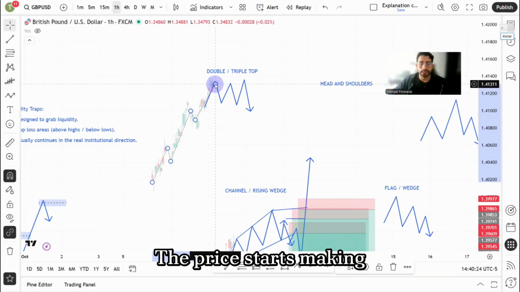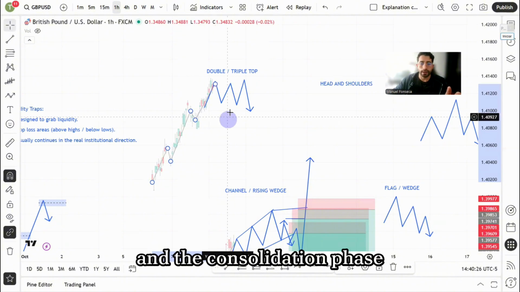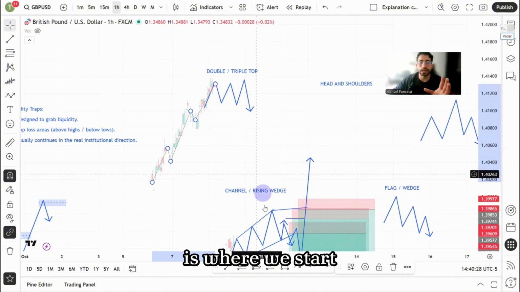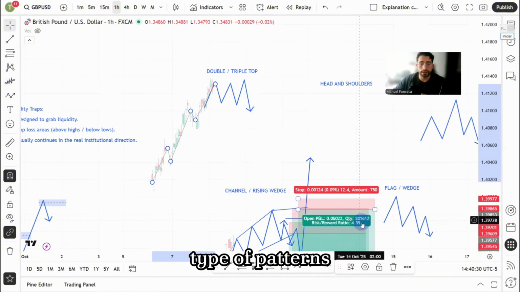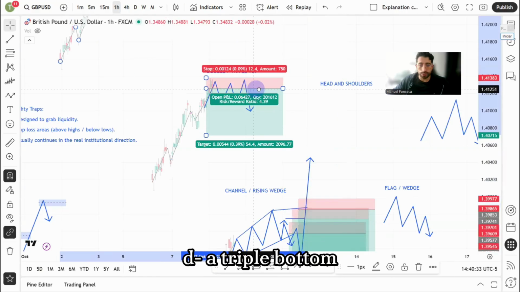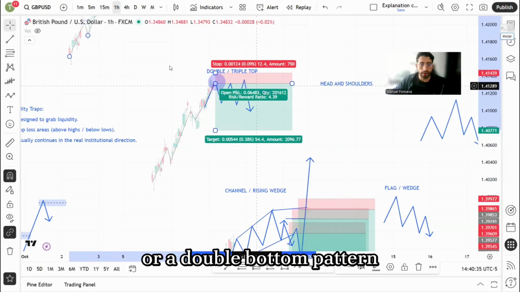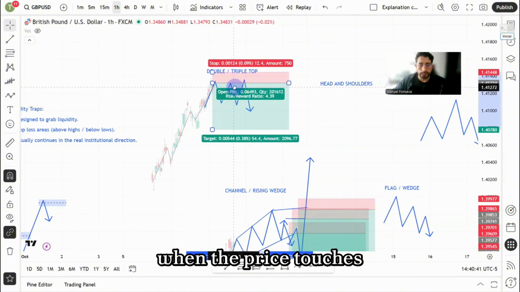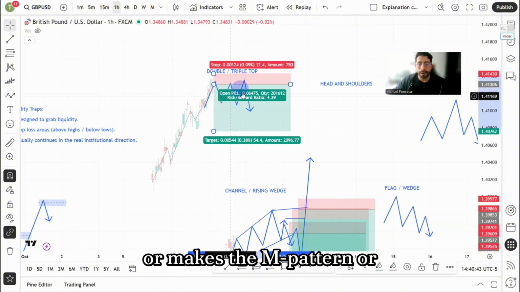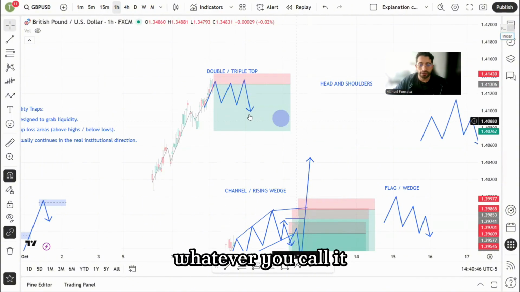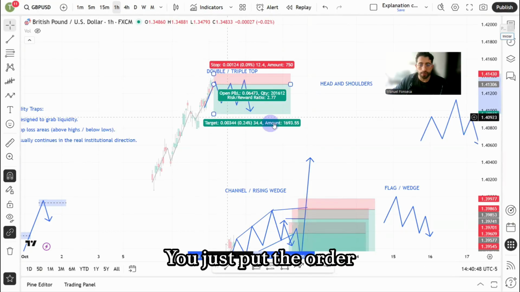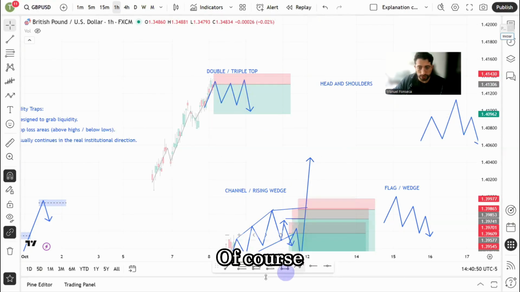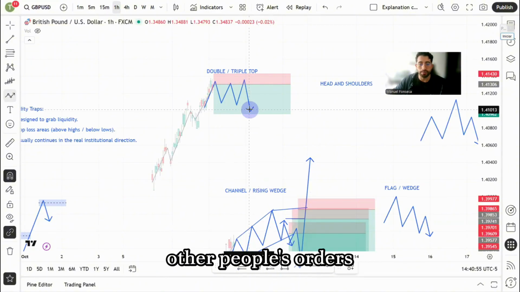The price starts making a consolidation. In the consolidation phase is where we start looking or seeing this type of patterns. Very obvious. We just see a triple bottom or a double bottom pattern. Of course, we put our order as it says, when the price touches or makes the M pattern or whatever you call it, right? You just put the order, wait for a minute. Of course, the price provides you certain type of joy because it's just activating other people's orders.